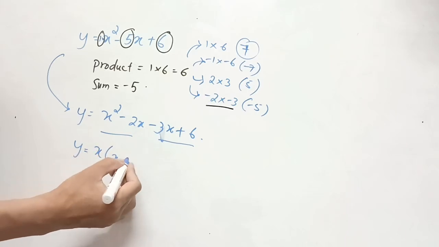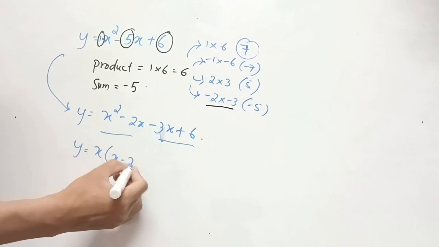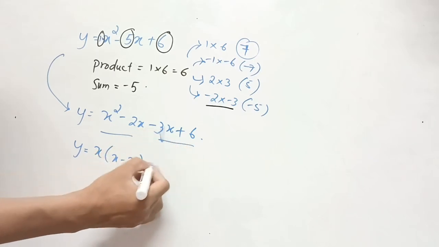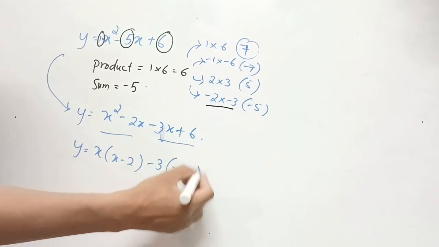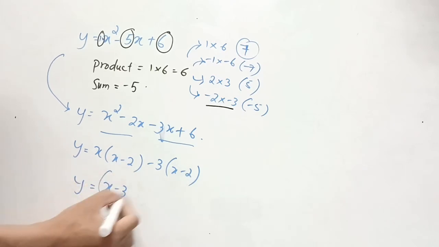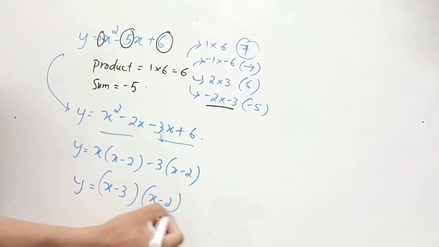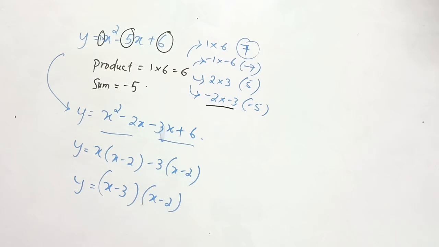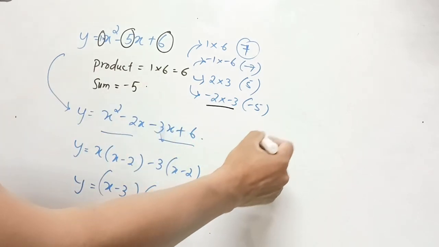Take common from the first two terms and you'll get x minus 2 inside the bracket. Negative 3 will be common from the last two terms, and you'll get x minus 2 as your common factor. So the factors are x minus 2 and x minus 3. Therefore your quadratic function x squared minus 5x plus 6 can be written as a product of two linear factors, x minus 3 and x minus 2.